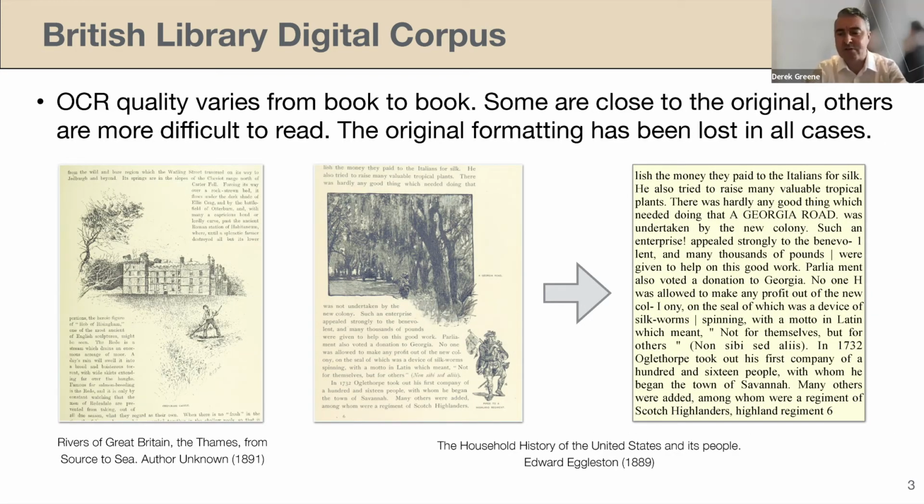The OCR quality varies in the corpus very much from book to book. In some cases, the text is very, very clear. Others are more difficult to read. We're working with the plain text versions of the original text, so not the images themselves. And so in that case, the formatting has been lost.